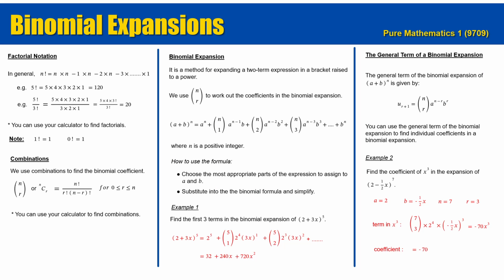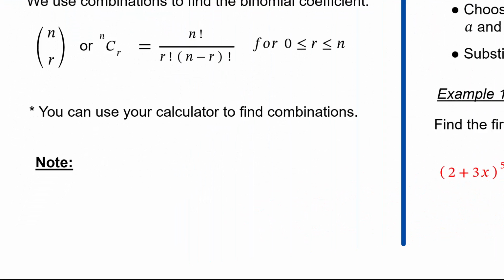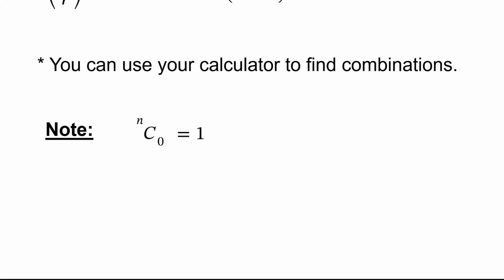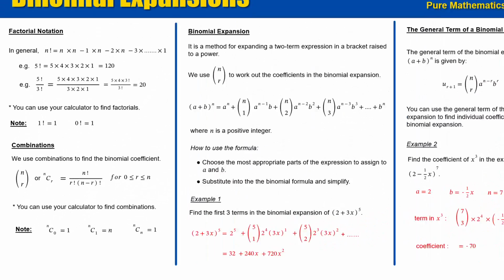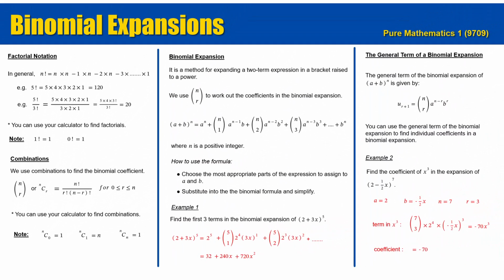Now, some important things to note. The first one is that n choose 0 is always equal to 1. And next, n choose 1 is always going to be equal to n. And lastly, n choose n is always equal to 1. So this is very important for you to know.